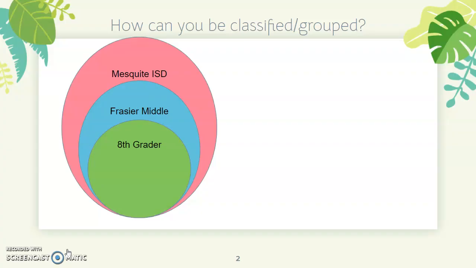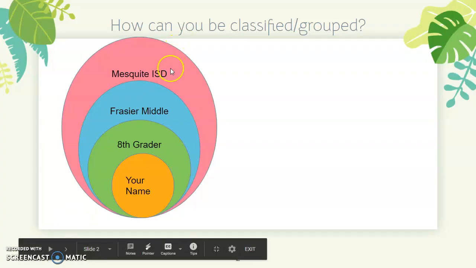Not only do you go to Mesquite ISD, attend Fraser Middle School, and are in the 8th grade, but you also are the one and only you. When we classify things, we can group them multiple ways. But when we classify numbers, we try to get as specific as possible. Hence why we have 4 groups here. 1, 2, 3, 4.